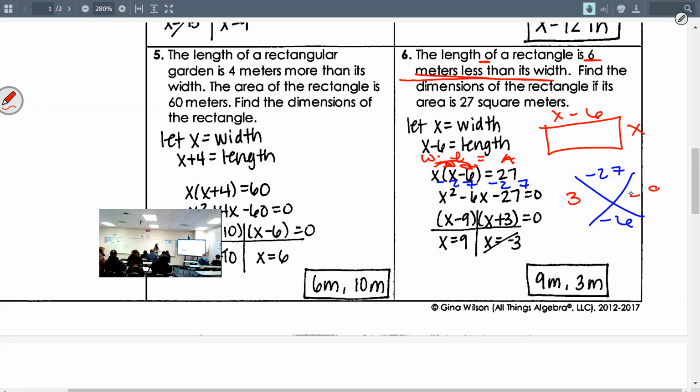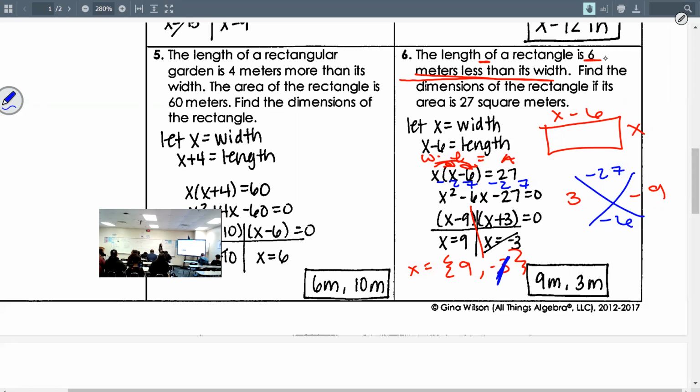3 and negative 9 is the correct combination. So that way it adds to a negative. Then you set each one equal to 0. So each factor, x minus 9 and x plus 3 equal to 0, and solve for x. And that's how we get x equals 9 and negative 3. Except for that, we don't use one of those. Which one do we not use? The negative 3. Because you can't have a negative length or width.